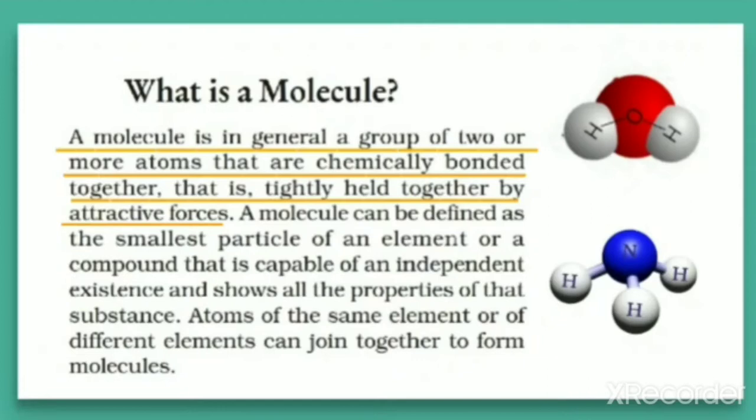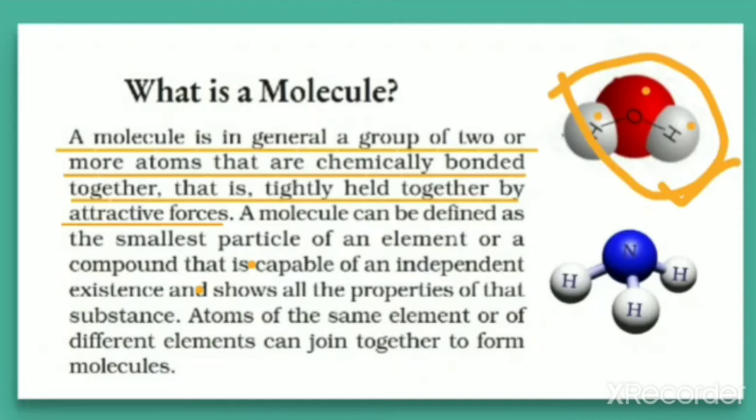And a molecule is the smallest particle of an element or a compound that is capable of independent existence and shows all the properties of that substance. That means a molecule can exist independently, like the water molecule. Water can exist in the form of H2O, made up of 2 hydrogen atoms and 1 oxygen atom. It is capable of independent existence, and H2O shows all the properties of that substance, that is water. So that is about a molecule.